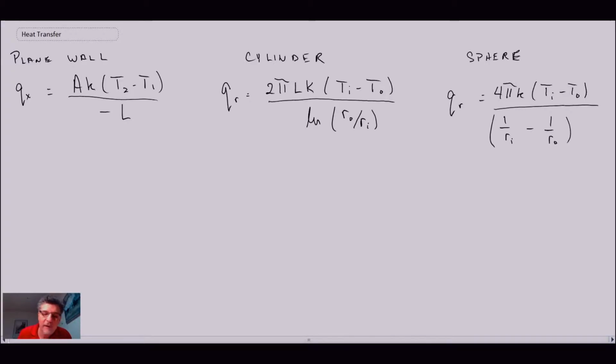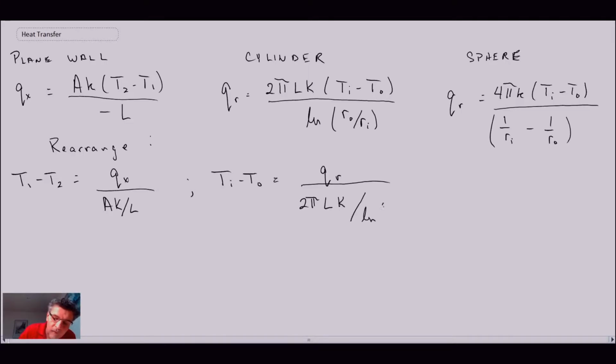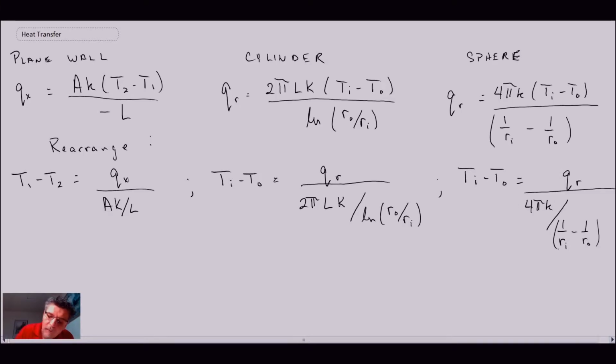All right, so we have that for the three different geometries that we looked at. And I'm going to rearrange each of these, with the temperature differential on the left-hand side of the equation, Q in the numerator on the right, and the other remaining items in the denominator on the right. So let's rewrite those. Okay, so we get those three different expressions.